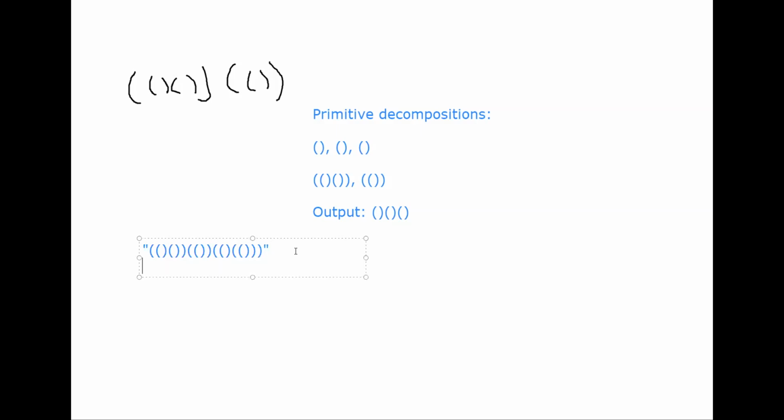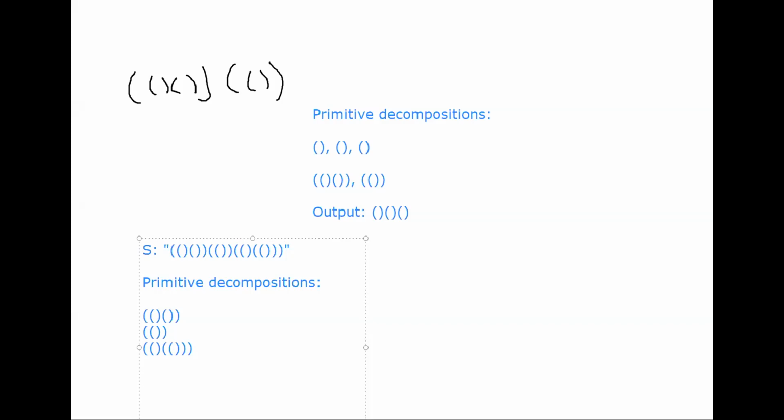All right, so we have an input string like this. Now, what would be the primitive decompositions here? My thinking is one would be this, and one would be this. And the other one would be, I think, this whole thing, right? Does everyone agree on that?